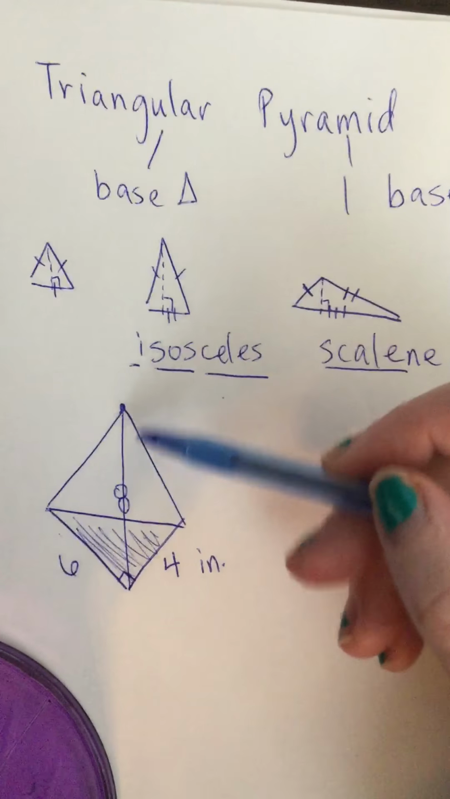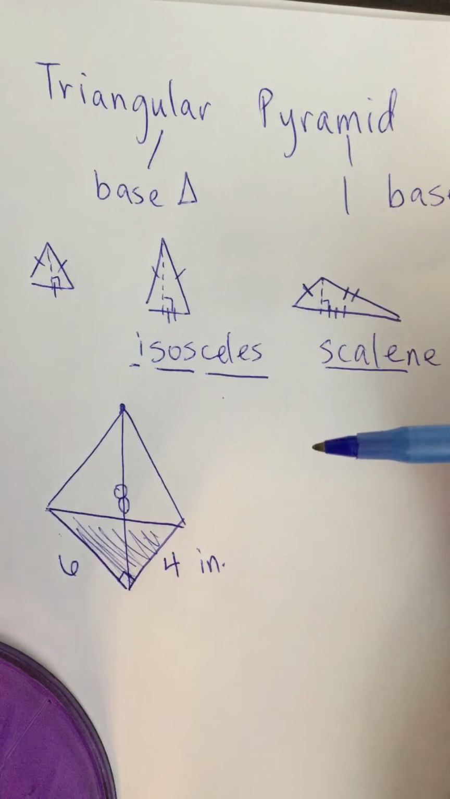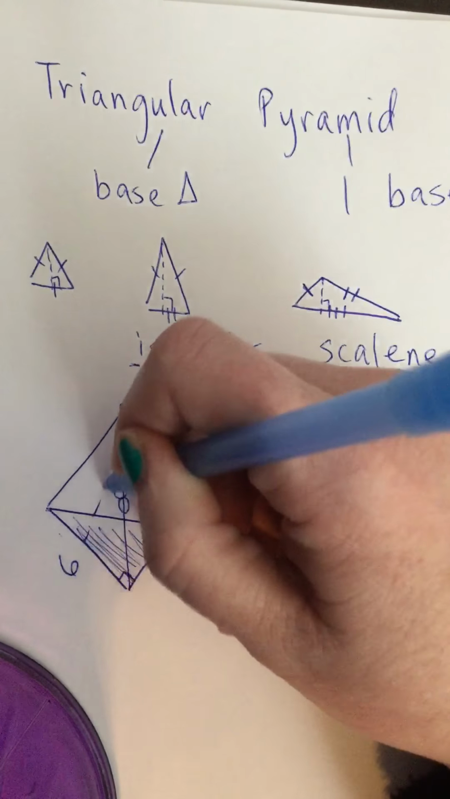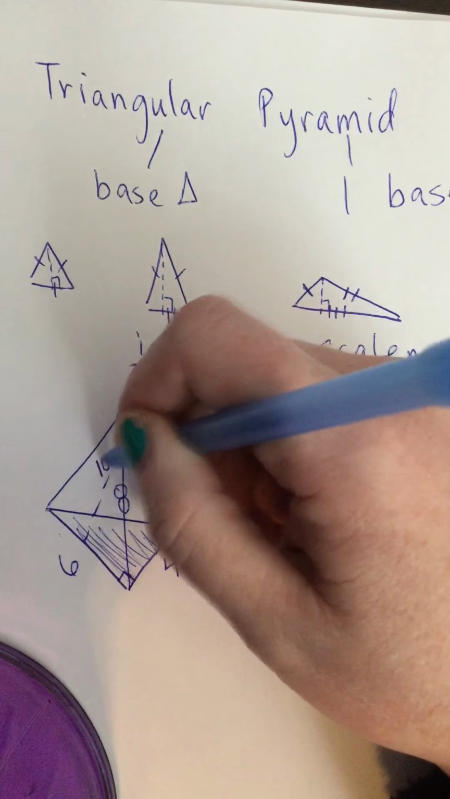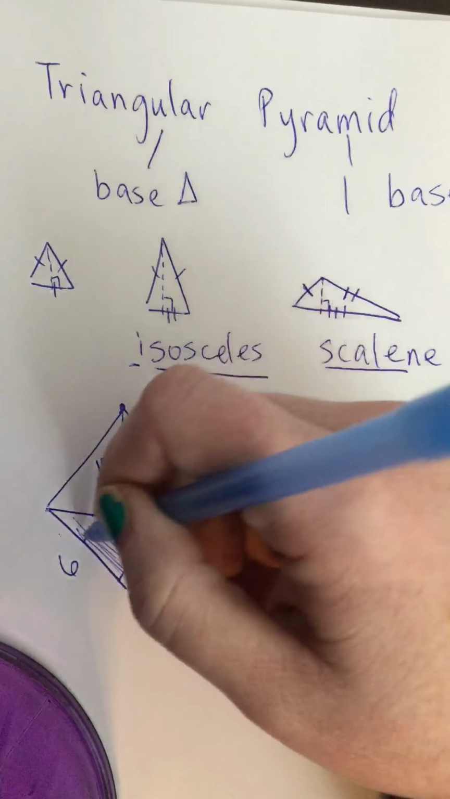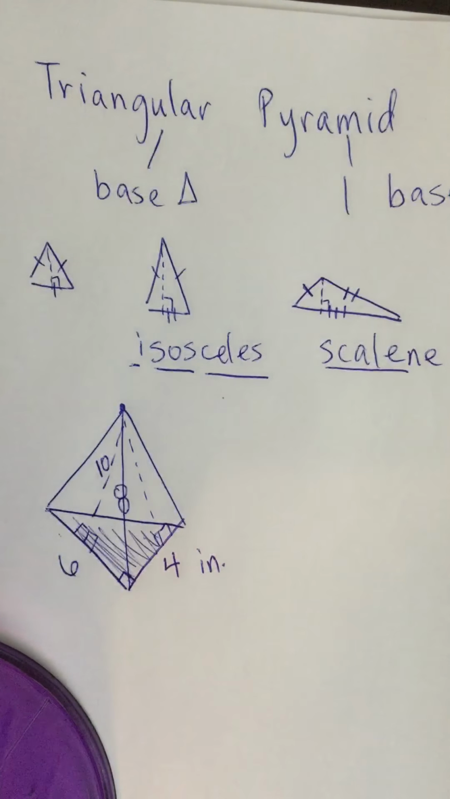We can find the surface area of all of these, but we need the heights of all the triangles. So I'm going to draw this line going up, and again, I'm just going to label it as 10 as the height. All of these heights are 10. All right, let's try and find the surface area.